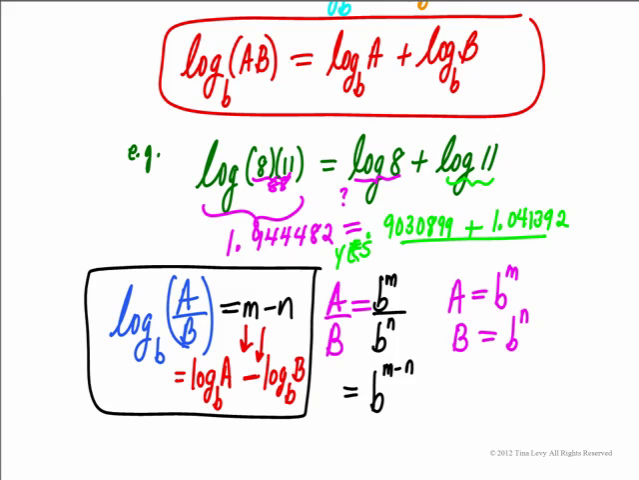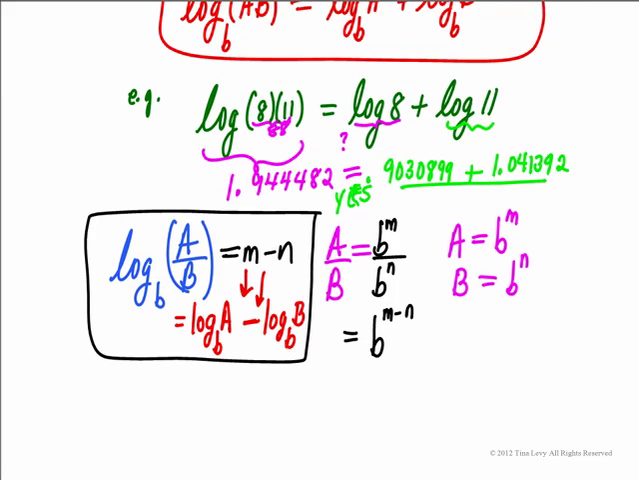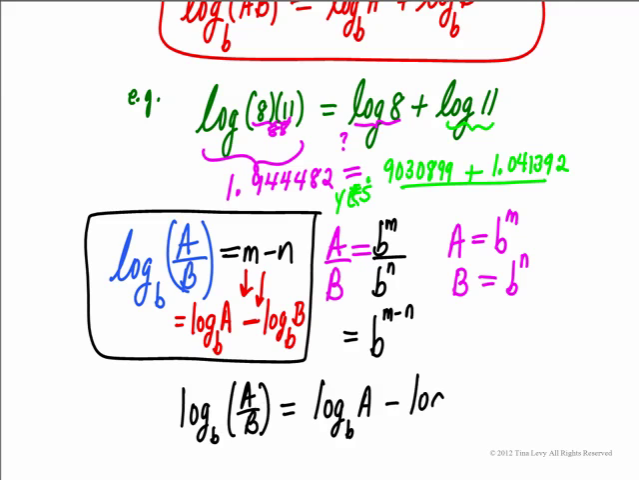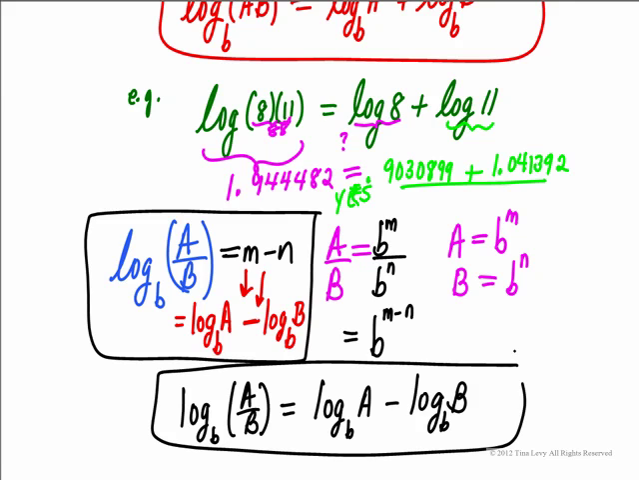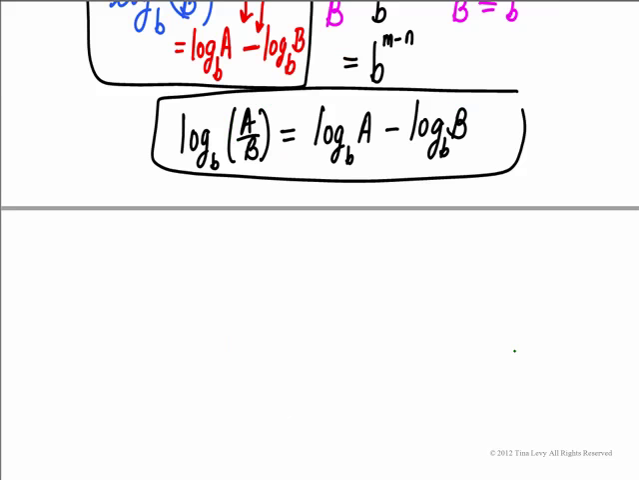I now have a second property of logarithms. That second property is log base b of, when you divide, the exponent of the quotient is you subtract their exponents. We'll go on to the next page and we can try this with a common logarithm.